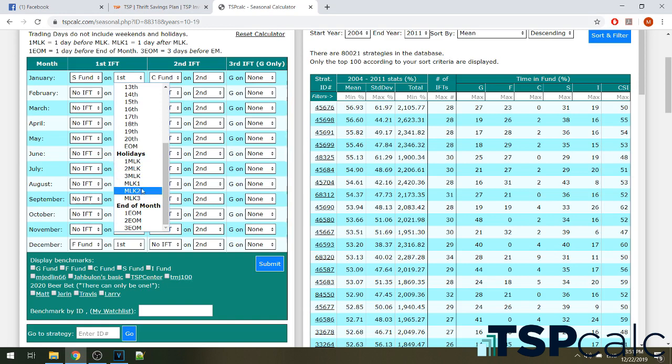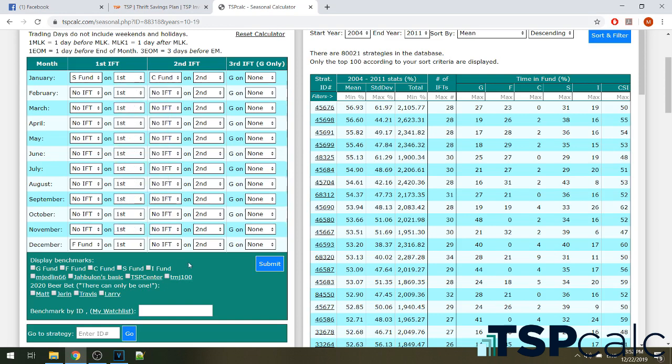So this one, notice the 2 comes after MLK. That is a trade that occurs 2 trading days after MLK. And this one is 2 before MLK. Makes sense? The same thing for end of month. End of month is actually right there. If you select that, that will always be the very last day of the month, whereas 1 EOM is 1 day before that, 2 EOM is 2 before that, and 3 is 3 before that. Okay, so that's how those work.